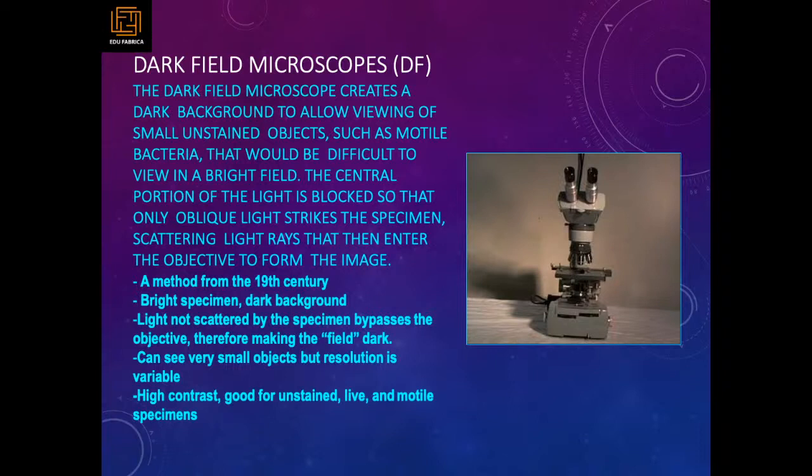Okay, now let's take the part of dark field microscopy. In this, the background is dark, which allows the viewing of small unstained objects such as motile bacteria that would be difficult to view in bright field, and the central portion of the light is blocked so that only oblique light strikes the specimen. This is a method from the 19th century. Bright specimens, dark background, and light not scattered by the specimens bypasses the objective, therefore making the field dark. You can see very small objects, but resolution is variable. So high contrast, good for unstained, live and motile specimens.